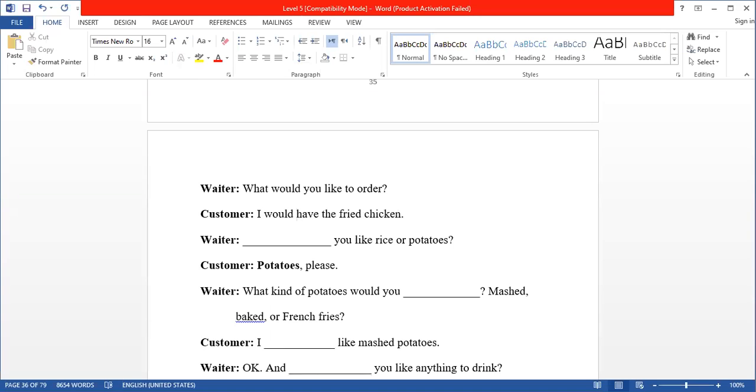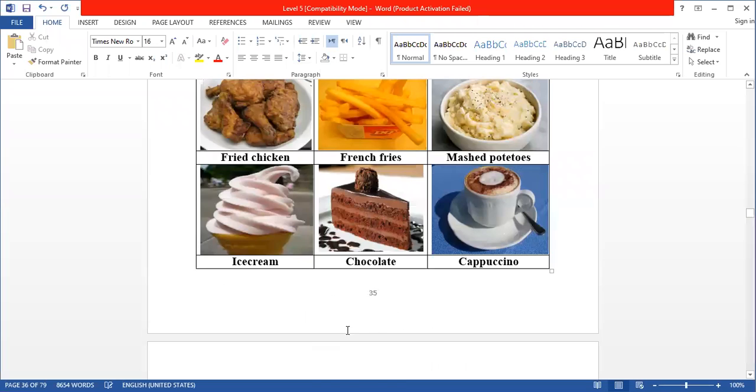Waiter: Would you like rice or potatoes? Customer: Potatoes, please. What kind of potatoes would you like? Mashed, baked, or French fries? فرنش فرايز. عندنا الماش بوتيتوز اللي هي البطاطس المهروسة، والبيت هذه بطاطس بتكون بالفرن، وعندنا الفرنش فرايز اللي هي البطاطس اللي تكون شرائح بشكل is like this، بشكل شرائح هذه مقلية.